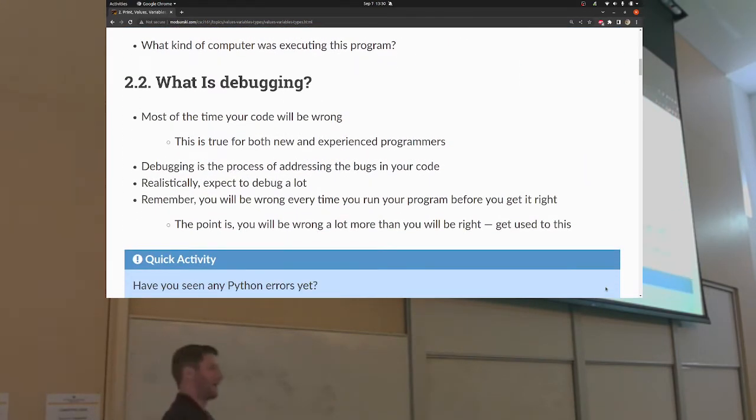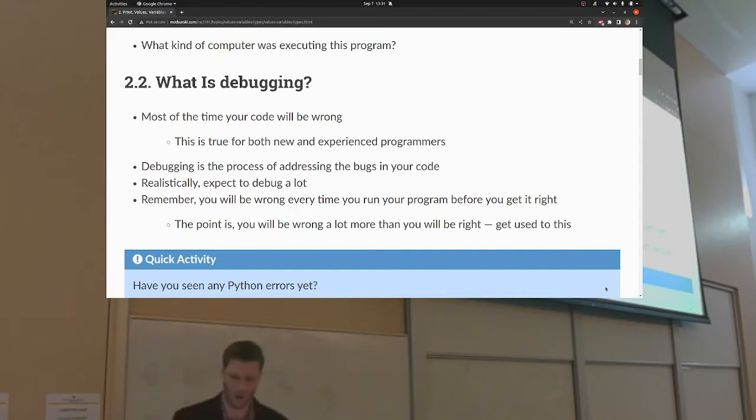All right, what is debugging? Well, debugging is most of what programming is. Debugging is trying to find the bugs or errors in your code. Sometimes errors are simple, for lack of a better term, and sometimes they're really sneaky and they'll only jump up every once in a while. But most of the time you're going to be wrong when you write code. And you're going to be wrong every single time you try to do something before you're right. So you're going to be wrong a lot more than you're going to be right. So just get used to that. Expect that to happen. Don't let that frustrate you. That's the process.